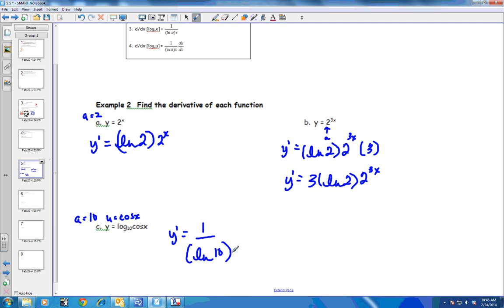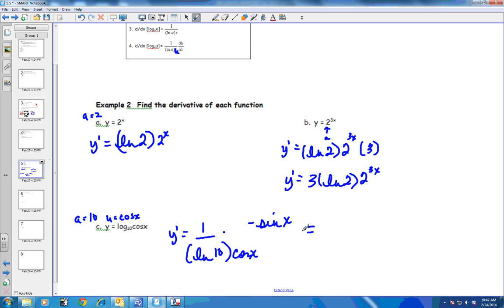Times the derivative, or times x, or natural log base a of u, so natural log of a times x. And I'm looking to see if that's a typo right there. That should say u right here. So my u is cosine x times the derivative of my cosine. Well, the derivative of cosine is negative sine.